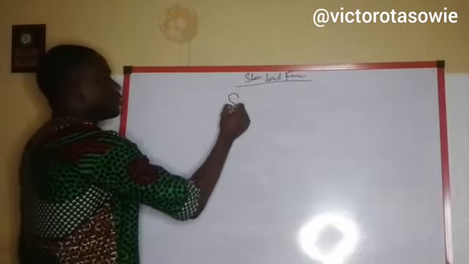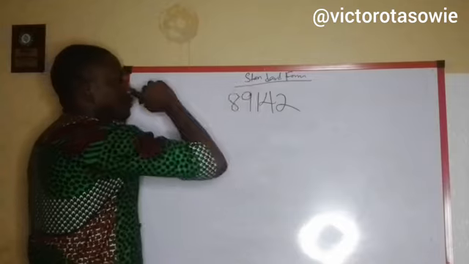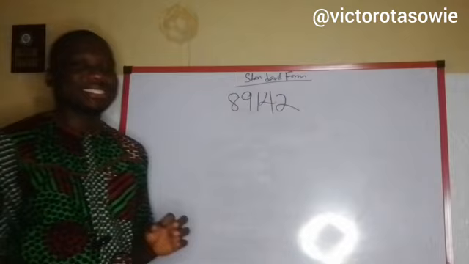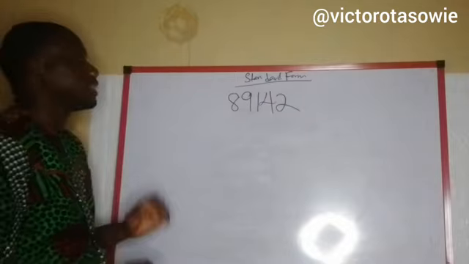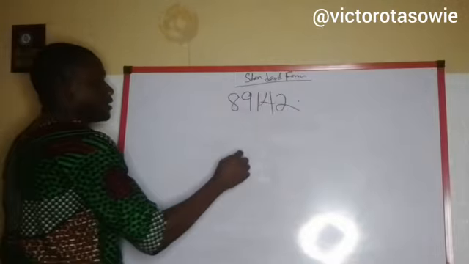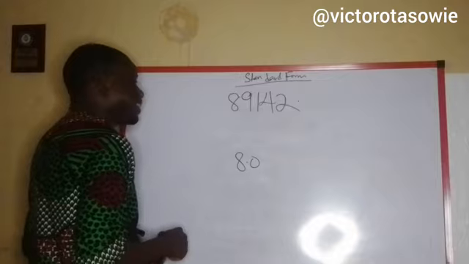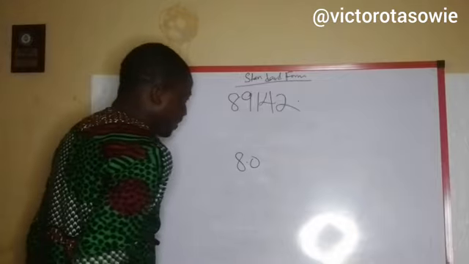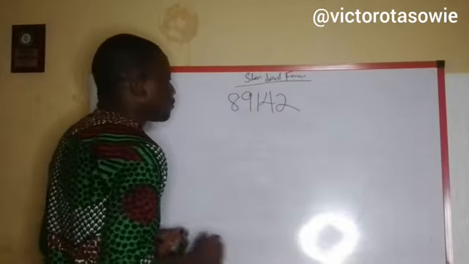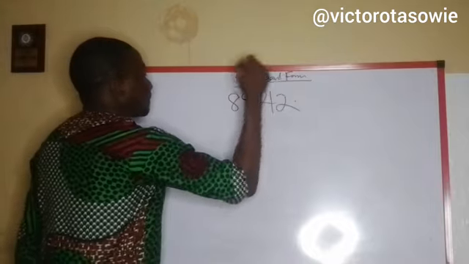So we have a first example, which is 89142. Now convert this to standard form. Now, in converting to standard form, you have to understand that there is an invisible decimal point here. So meaning that 8 is 8.0. Do you know that 8 is 8.0? Now you know today. So 8 is 8.0. So meaning that if we have 89,142 and we are converting it to standard form, it therefore means that there's a decimal point here.